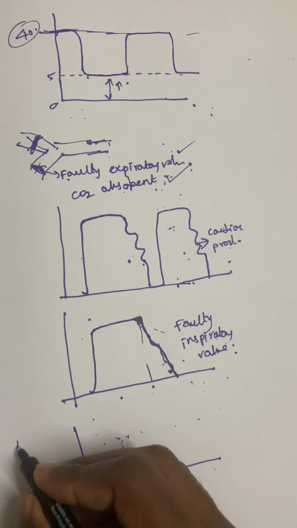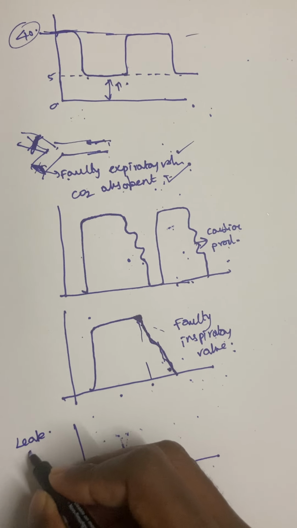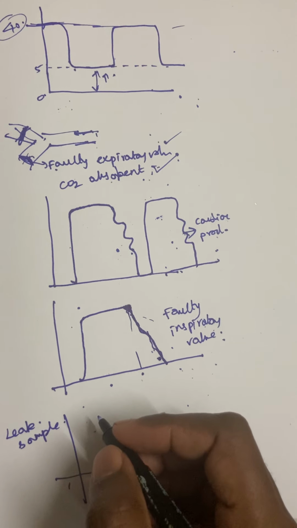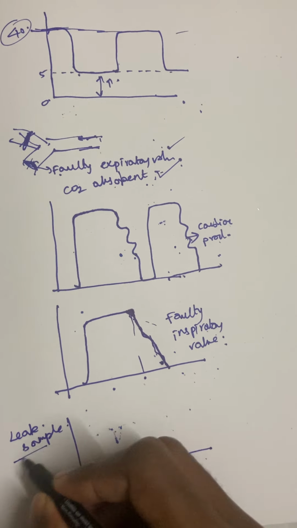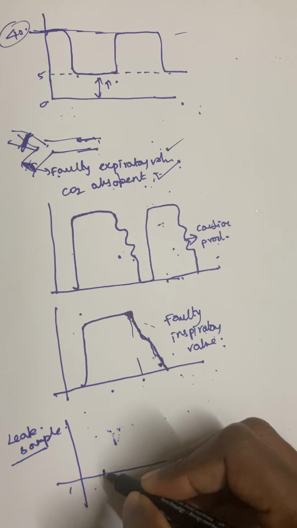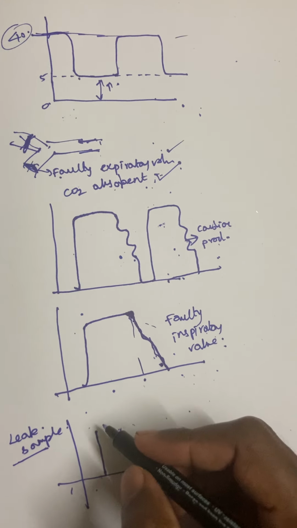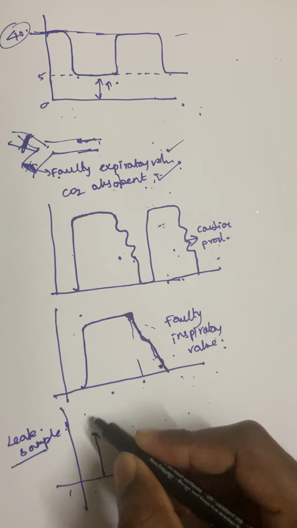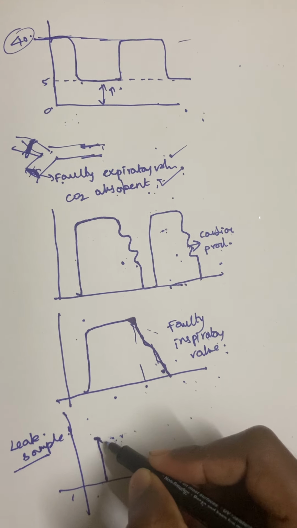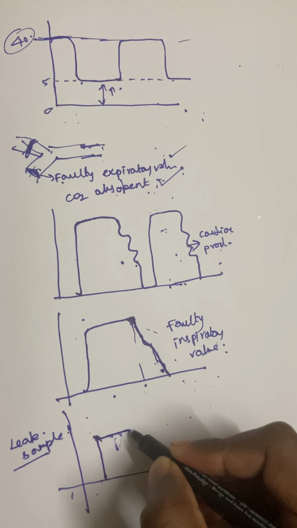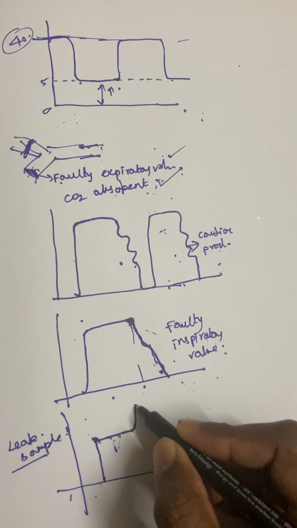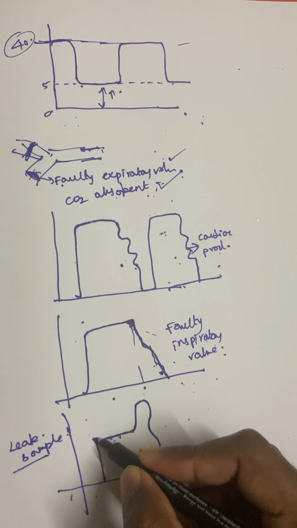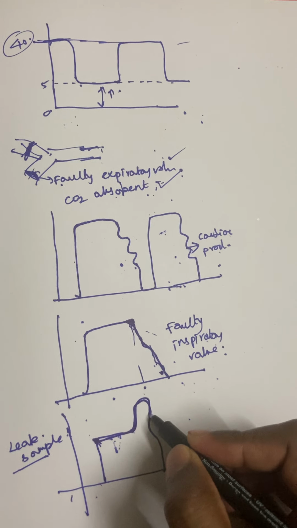The next condition is a leak in the sample line. The sample port is where, in the side stream connector, we have the sampling port. If there is some leak in that, because of the communication with ambient air, initially there will be a decrease, it will not reach the plateau, so there is a decrease in EtCO2 concentration, followed at the end by an increase in CO2 concentration. This type of graph is usually seen in a patient with a leaky sample.